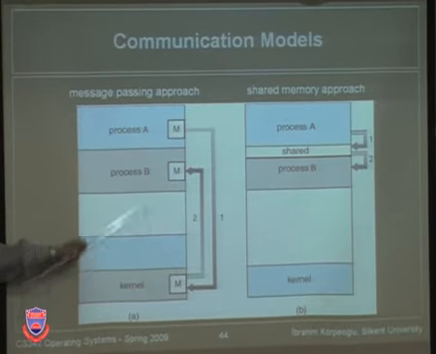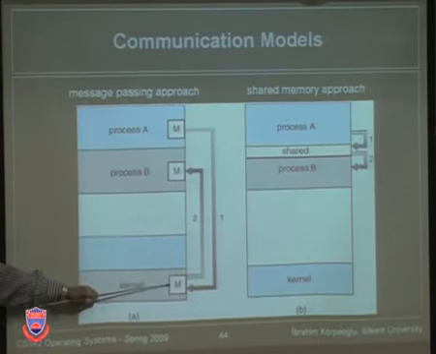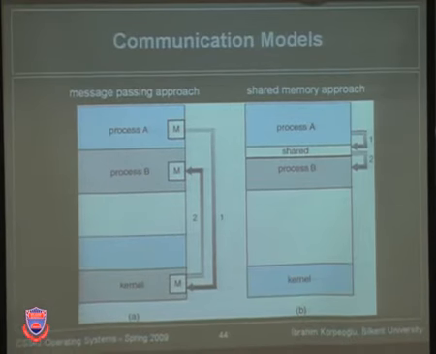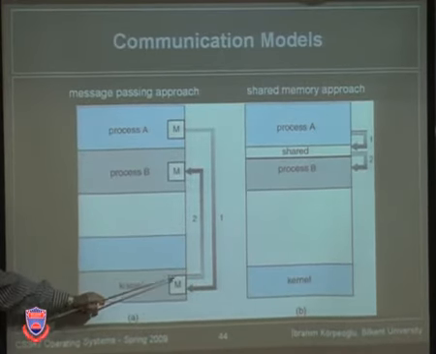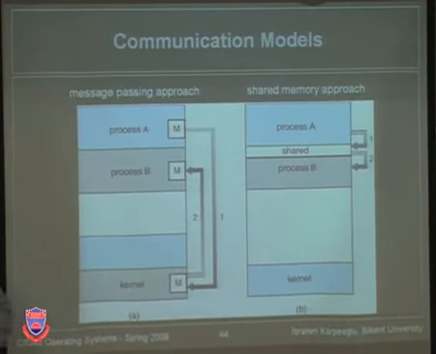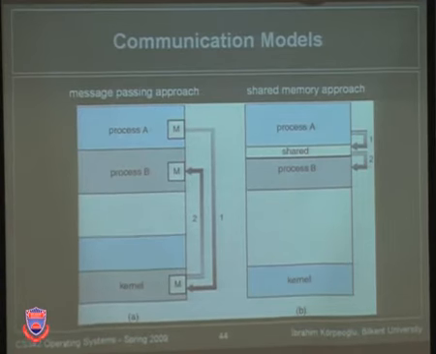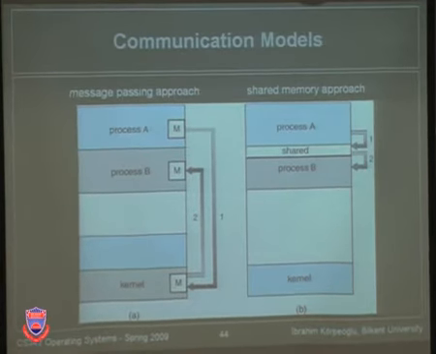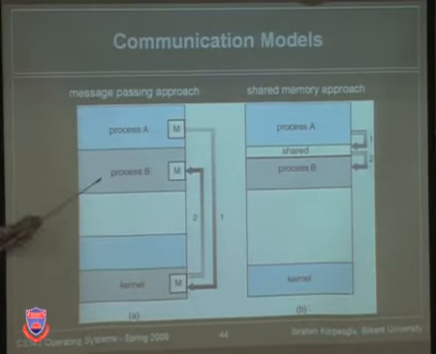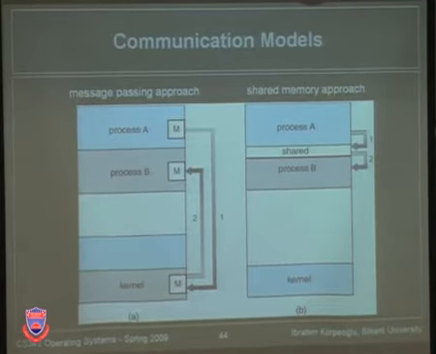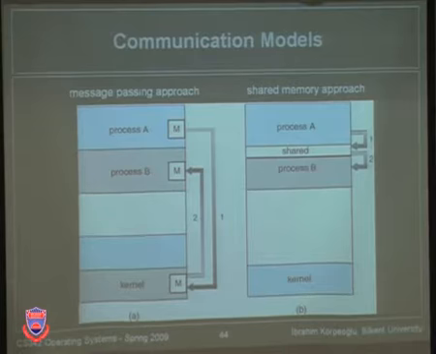Because you call a system call that takes the message from you and stores it here, and then another process can call another system call and receive the message from here, okay? So the access to that is under the control of the kernel, and the processes do not have to deal with synchronization and race conditions and so on, okay? So it is easier to program, but it may perform more slowly, okay?